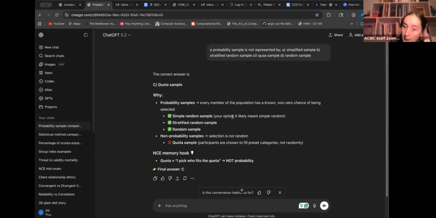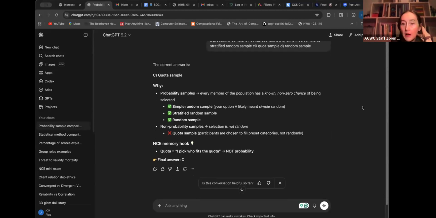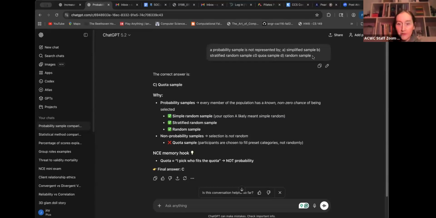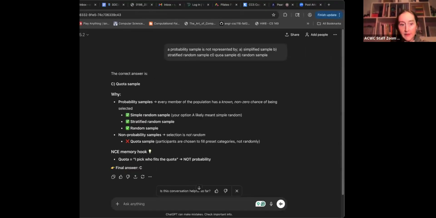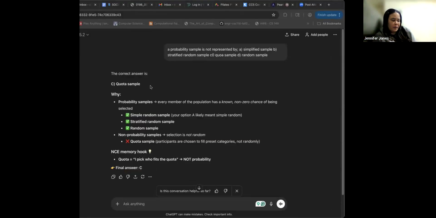See, it's saying simple random is what it probably meant. Remember how the A was worded funny, like simplified sample? And it's saying it probably meant simple random. What do y'all make of this? Right, it's saying quota would be a mistake. Yeah, I think we found a mistake in the book. For real, right? I think we literally found a mistake in the book, because like you were saying, Jennifer, this makes no sense. Quota doesn't match on here. Well, there you go, guys.